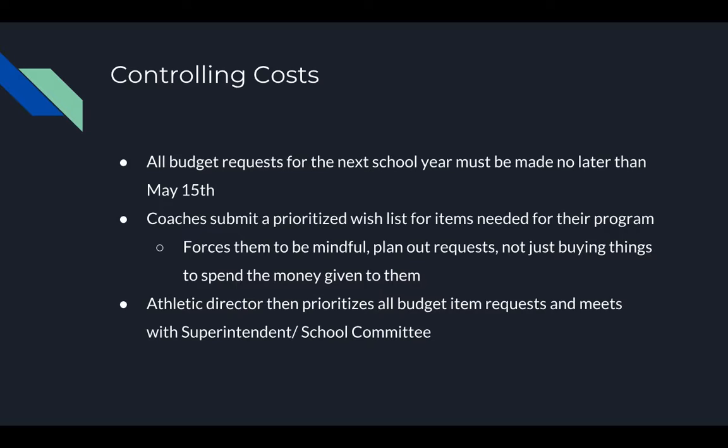So the coaches submit that wish list. They have to plan out requests, and they're not just buying money to get the money given to them. The athletic director then prioritizes all the requests and meets with the superintendent and the school committee in order to figure out the final budget for the athletic program.